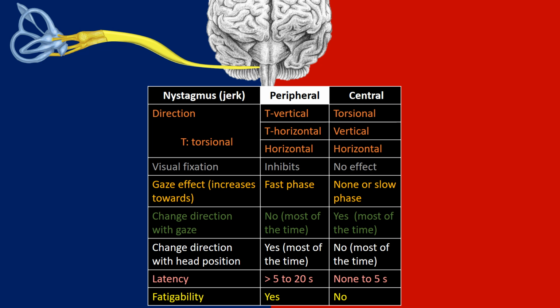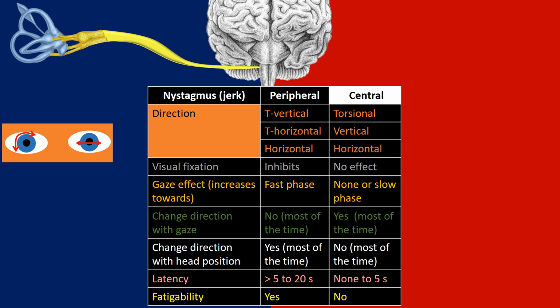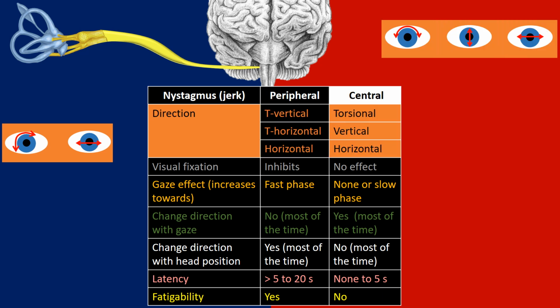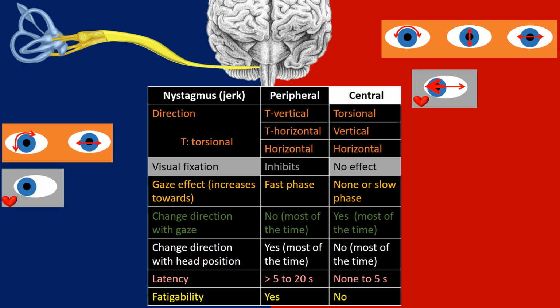Peripheral jerk nystagmus mixes torsional with horizontal or vertical motions and only rarely is purely horizontal. Central jerk nystagmus is pure, torsional, vertical, or horizontal. Peripheral jerk nystagmus is inhibited by visual fixation. Central jerk nystagmus is not affected by visual fixation.